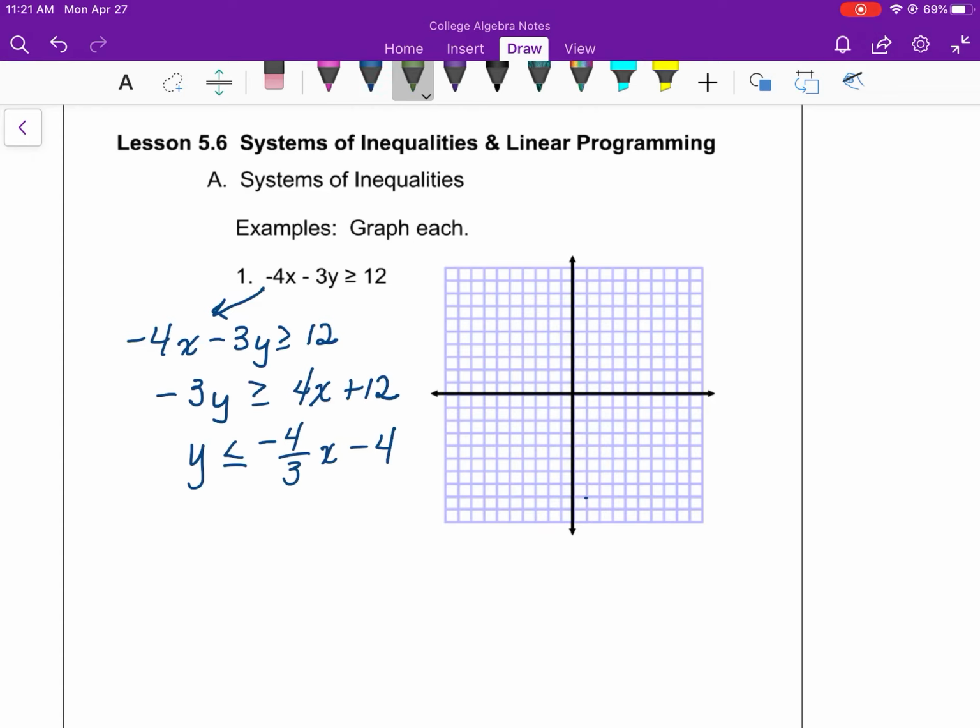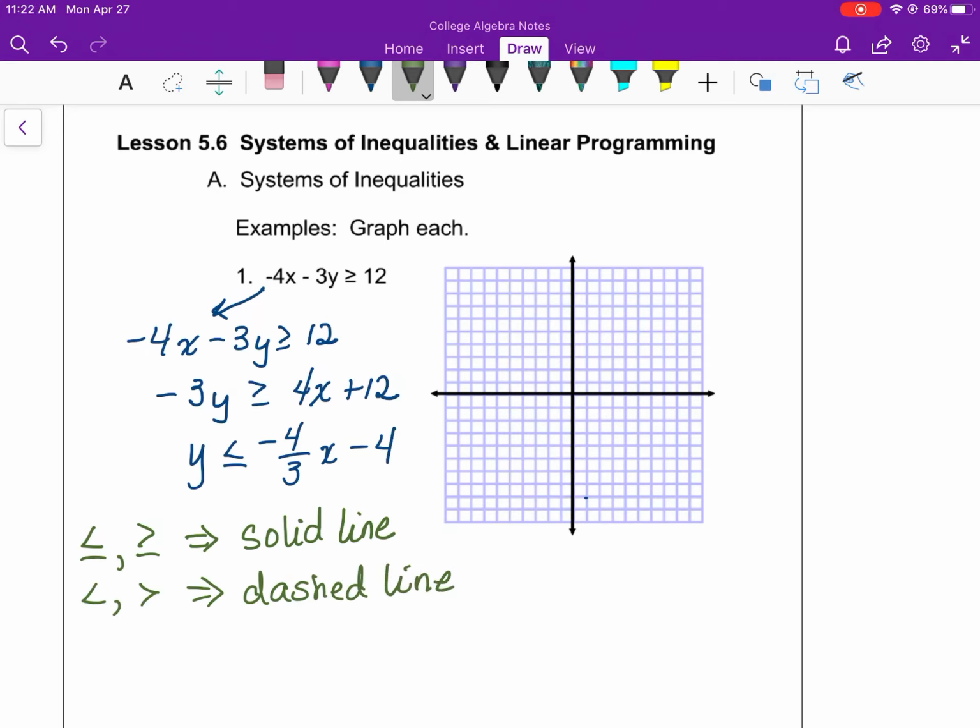Okay, as you start graphing these symbols, when it has equal to, you'll graph that with a solid line. If it's not equal to, you'll be using a dashed line. All right, this problem is equal to, so we'll have a solid line.